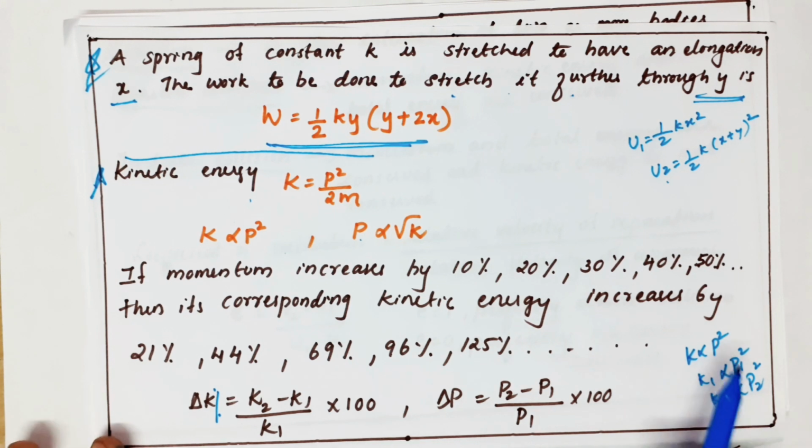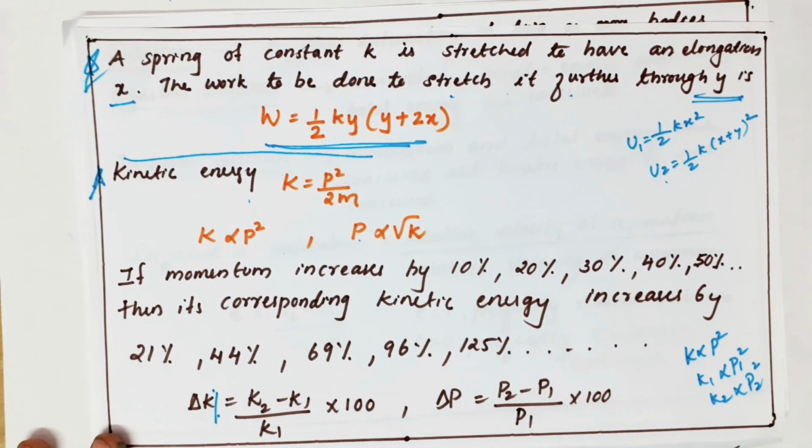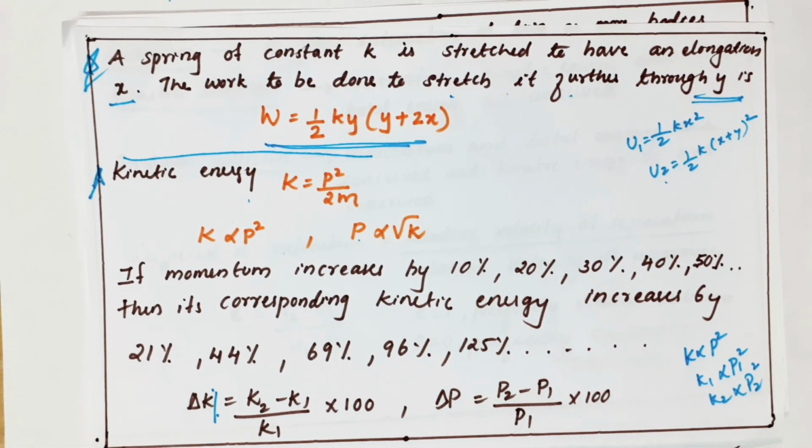You can do one question like this, so you will get an idea. It's a very, very important question. Momentum change they will give and they will ask what happens to the kinetic energy. So what is the increase in the percentage of kinetic energy? I can take it as, if the momentum increases by 10, 20, 30, 40, 50%, its corresponding kinetic energy increases by 21%, 44%, 69% and so on.